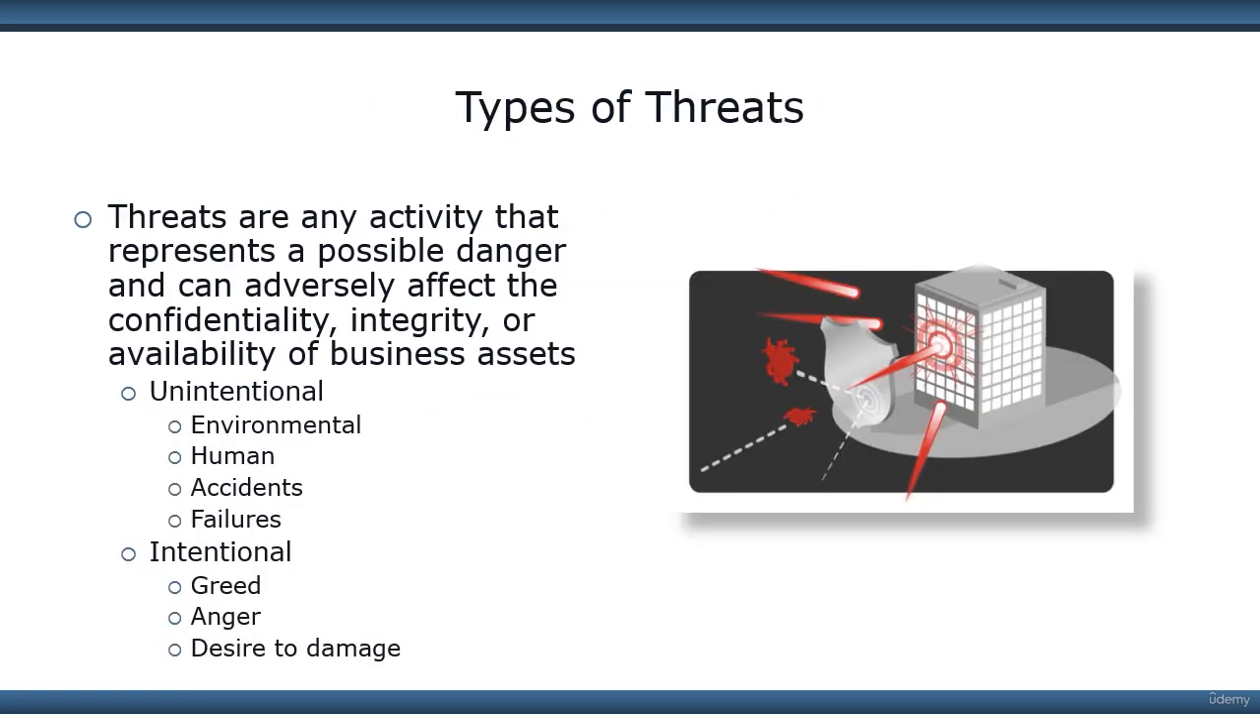So threats are any activity that represents possible danger and can adversely affect the fundamentals of security. That's confidentiality, integrity, or availability of our assets in the organization. As we said before, they can be unintentional and intentional. Unintentional would be things like environmental threats, human threats where it wasn't purposeful, but it was just done inadvertently, like an accident, a failure of a security mechanism, potentially. Intentional threats are those that are driven by greed, anger, the desire to damage. Attackers will have different mindsets when they're trying to perform an attack on organizational assets. But if it's purposeful, then it's an intentional threat.